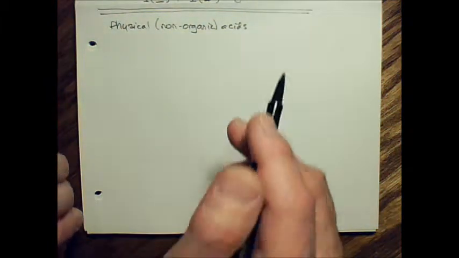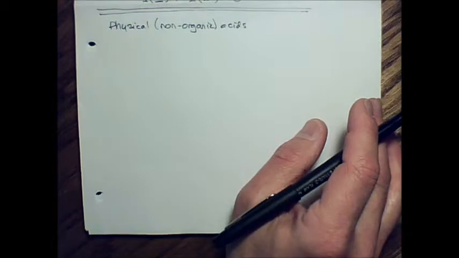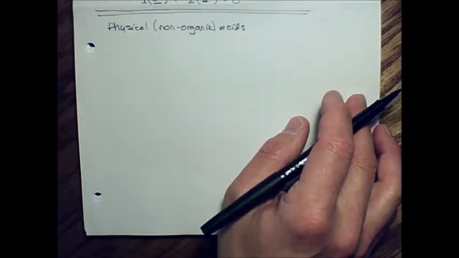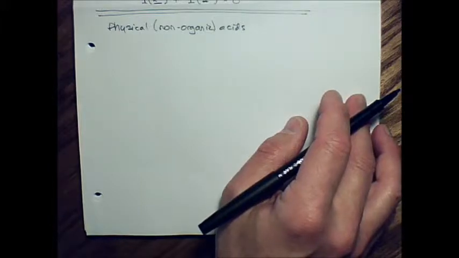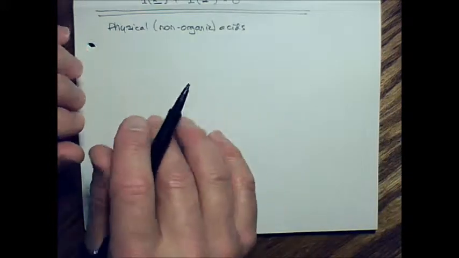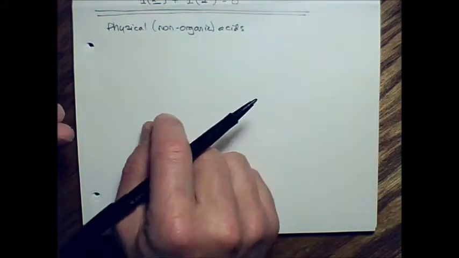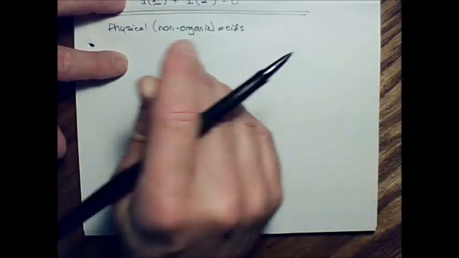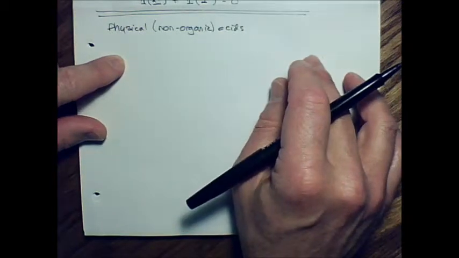Okay, physical or non-organic acids. Organic means you have carbons that are bonded together in a structure. We went over that just a little bit yesterday. So what we're going to do is acids that, generally speaking, don't have carbons bonded together. Now, in this category, there are two broad categories for naming.